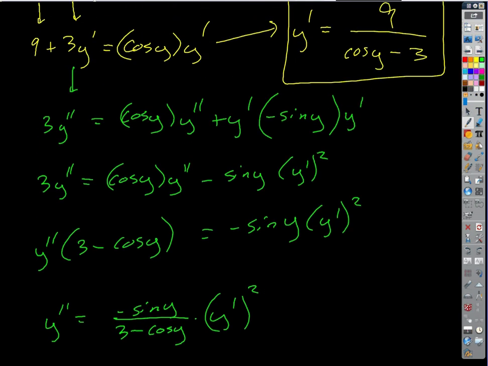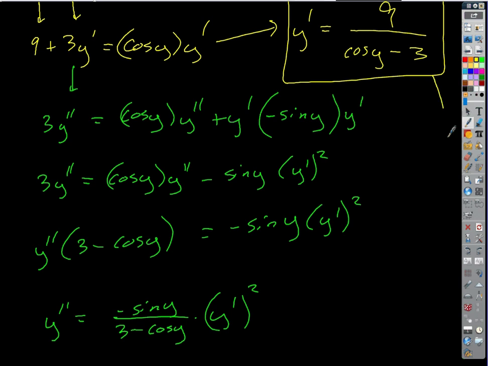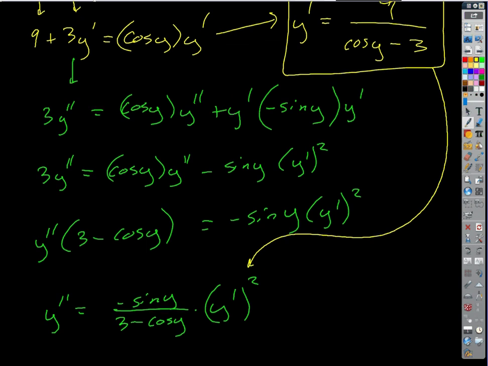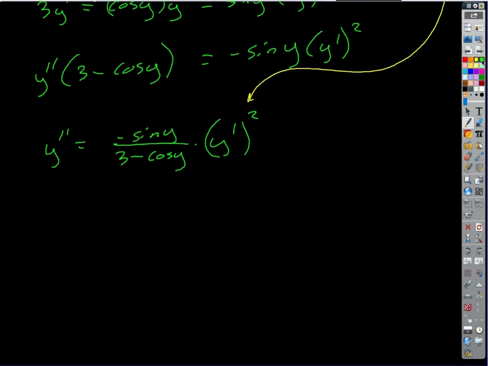You could put in what the 9 over cosine is. Right, you see that? I do have a previous step where I solved for y prime, so I could just plug that in instead, and then I end up with y double prime equals negative sine y. And really, it's not a big deal, but I could also just factor a negative out of the top and bottom right there, and call that sine y over cosine y minus 3.